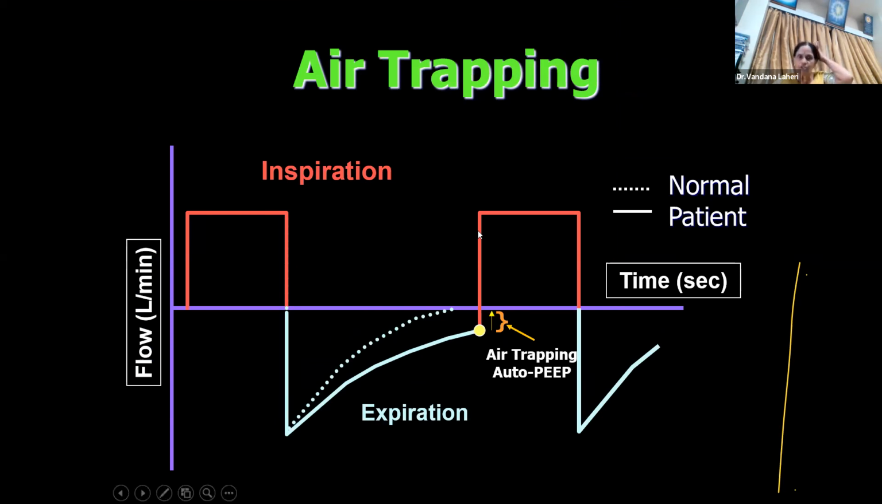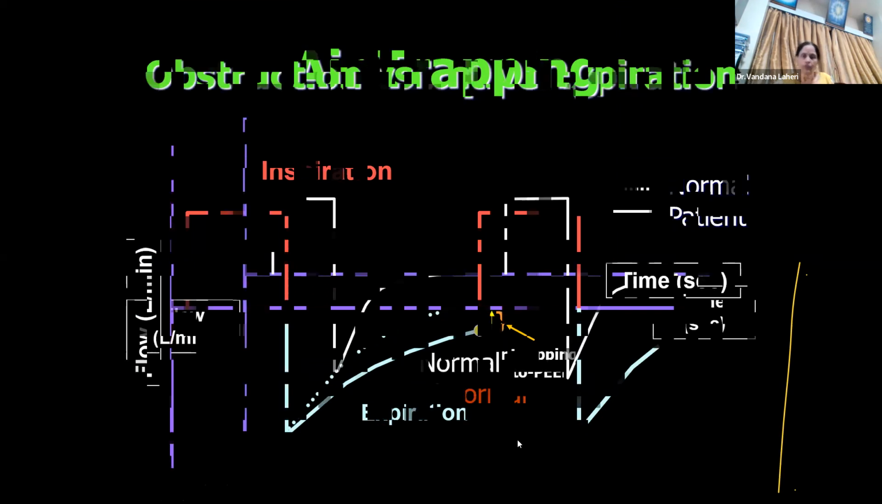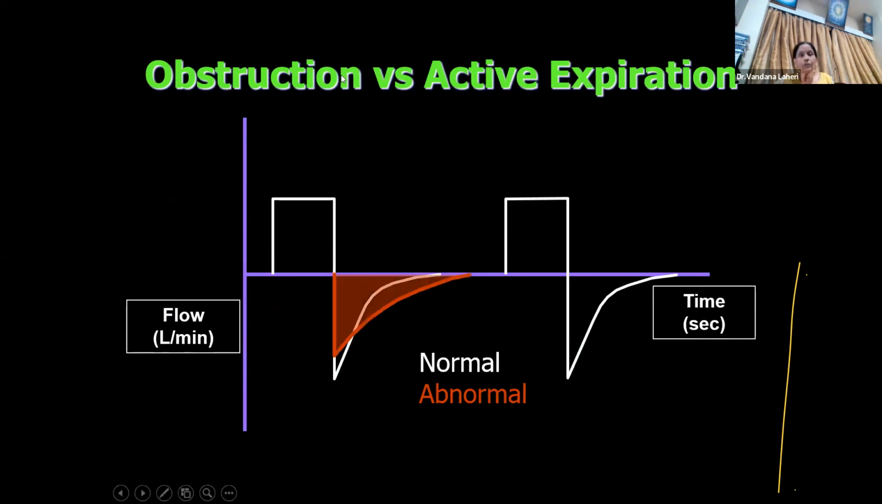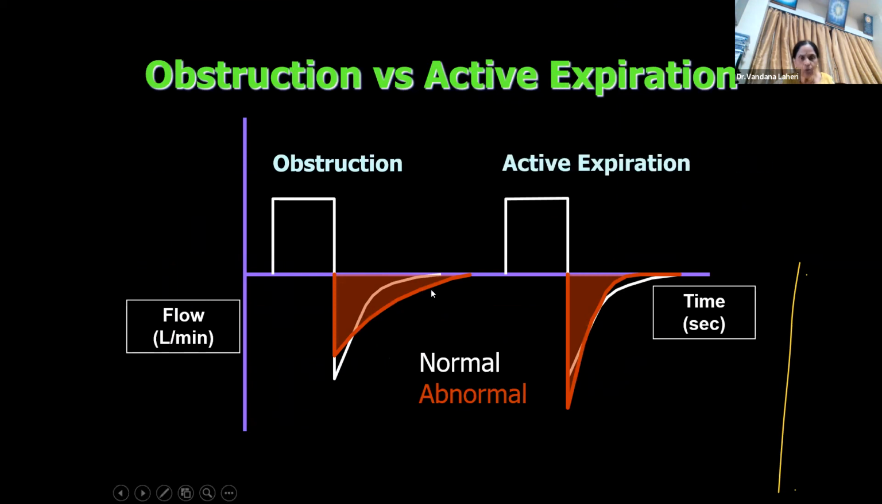This is when there is obstruction, so the next breath starts before the flow falls to zero. Now, this is obstruction versus active expiration. This is obstructed flow. And this is active expiration, meaning the patient wants to exhale more than what you give. So you can see peak expiratory flow rate increases, and the flow falls very fast to zero level.